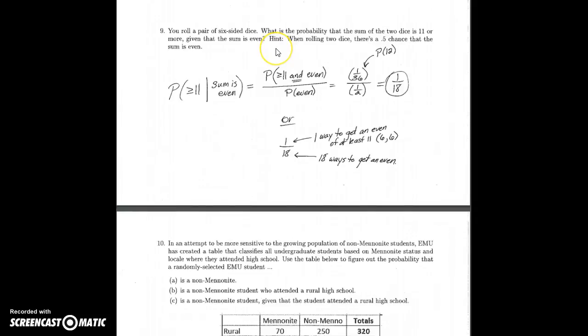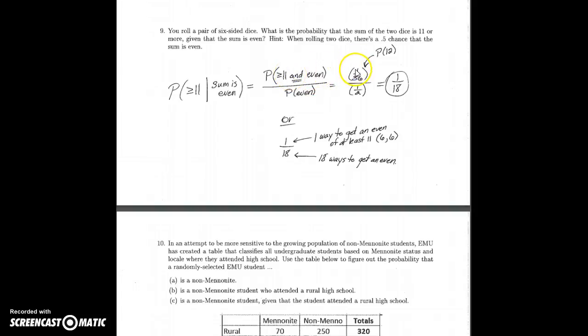Here we have a conditional probability. So given this information that the sum is even, what's the probability we got at least an 11? So the formula tells us we have to take the intersection on top over the probability of getting that, whatever that information is. So being greater than or equal to 11 and even, well, if you're even, you can't be 11. So if you're going to hit both of these criteria, you have to have a 12.